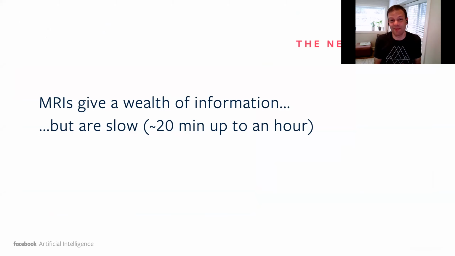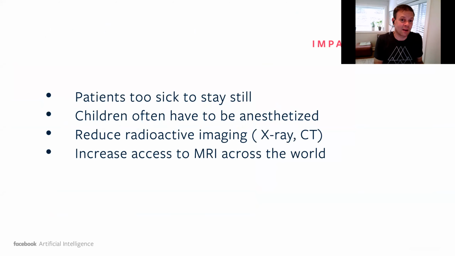And it's really not that fun to be in an MRI because you're in this enclosed space. They're really loud. You have to sit still. Nothing that's really that fun. So a lot of patients are too sick to stay still. Children have to be put under. If you can't use an MRI, you have to use X-rays or CT, which will increase your amount of radiation. And MRIs are expensive. So you want to increase the number of people that can get MRIs. If you can make them faster, more people can get them.